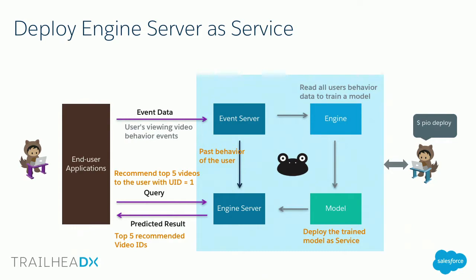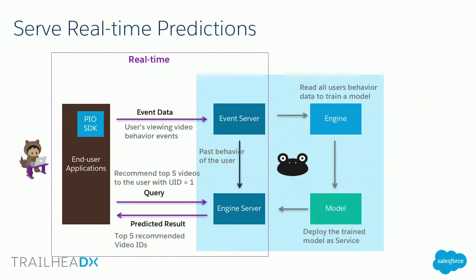In this example, you're asking, I want to recommend the top 5 videos to the user with ID 1. And then the engine server, based on the model, and also based on the past behavior of the user retrieved from the event server, returns the predicted result. In this example, it's the top 5 recommended video IDs. I want to emphasize that this part is real time.